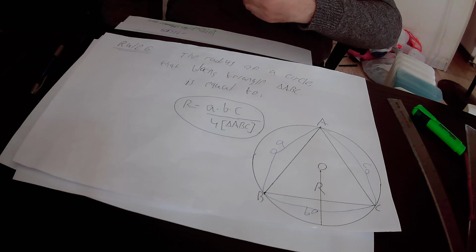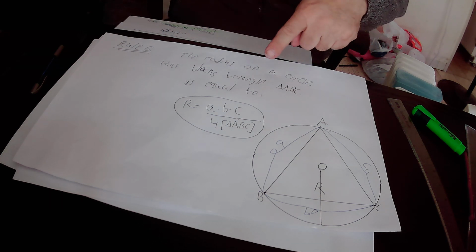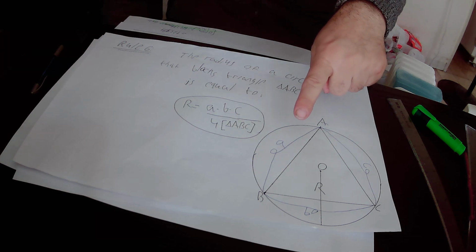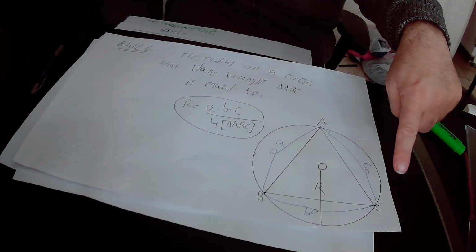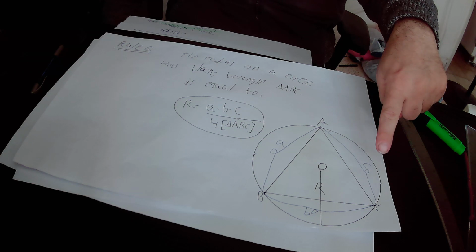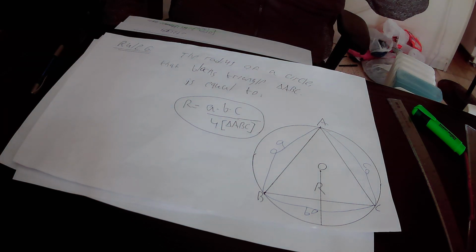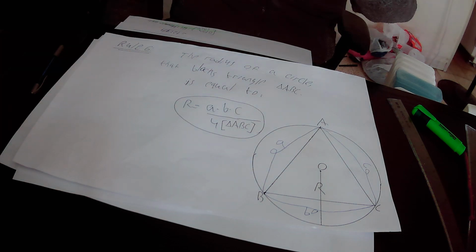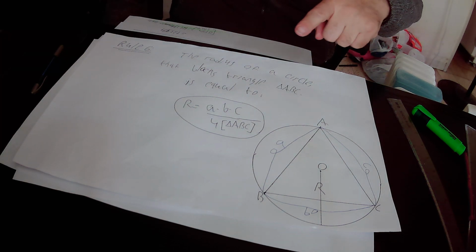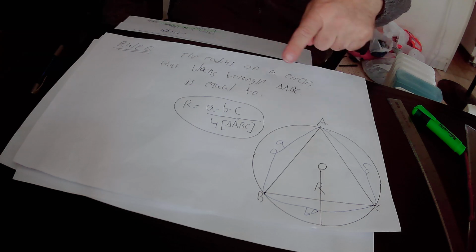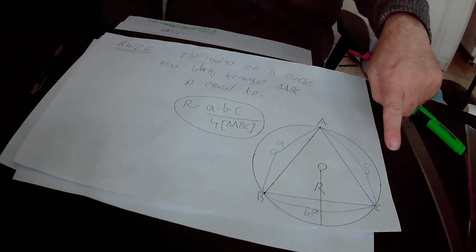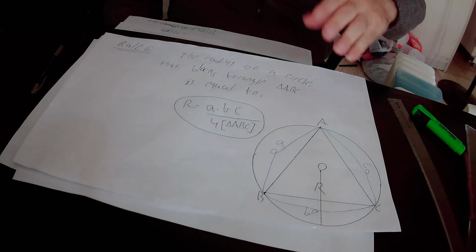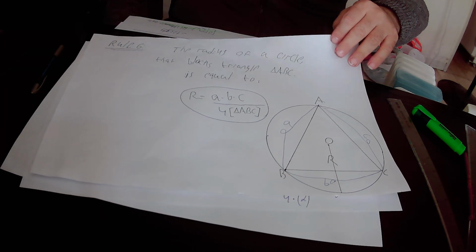So according to rule number 6, the value of R is A times B times C. BC is the length of side A, AC is the length of side B, and AB is the length of side C. So the radius of this circle R equals A times B times C, that is the multiplication of the side lengths of the triangle by each other, over 4 times the area of this triangle ABC that is blocked by this circle.